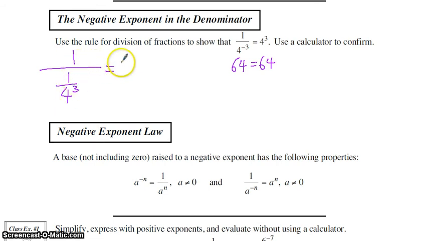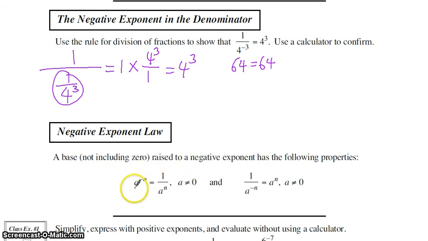Another way to think about this is 1 divided by this fraction. How do you divide a fraction? You multiply by the reciprocal, you flip this around. So it's 4 to the 3. Okay, so generally, this is what you do.